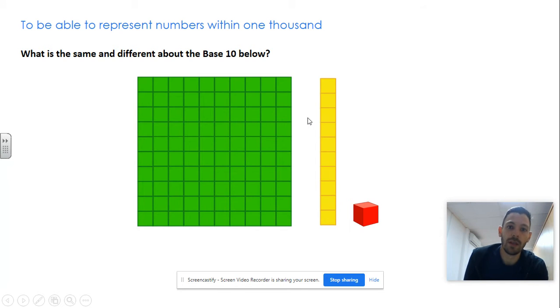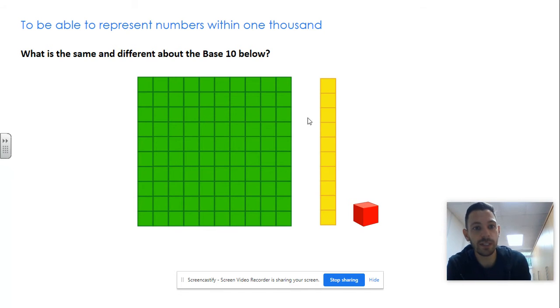Okay, so a thinking question now that you can write down and have a discussion at home if there's an adult with you. What is the same and what is the difference about the base 10 below? Okay, I'd like to pause now and see if you can explain the difference.